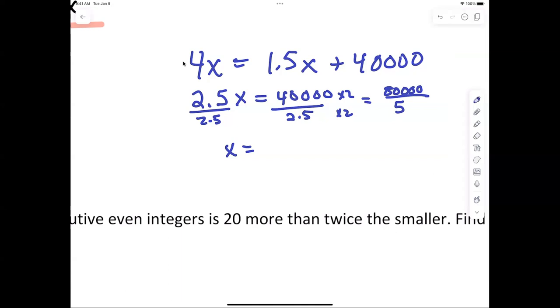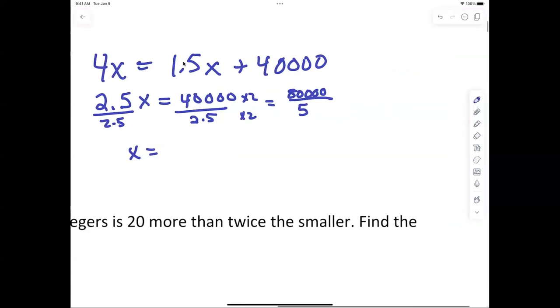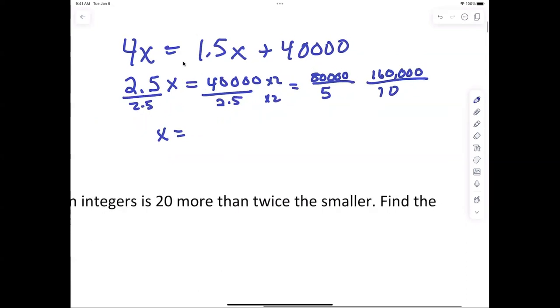Do we agree? So I'm going to multiply by 2 again. If I multiply by 2, that becomes 160,000 divided by 10. Does everybody agree with that? So now what's 160,000 divided by 10? Right, because we can cross out a 0 when we divide by 10. All right, so x is equal to 16,000.